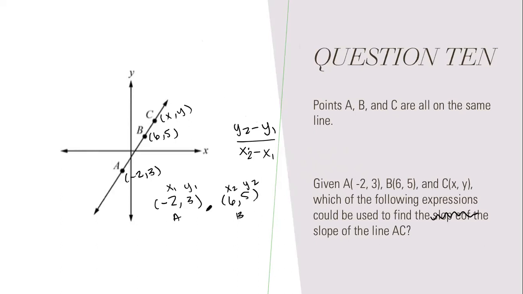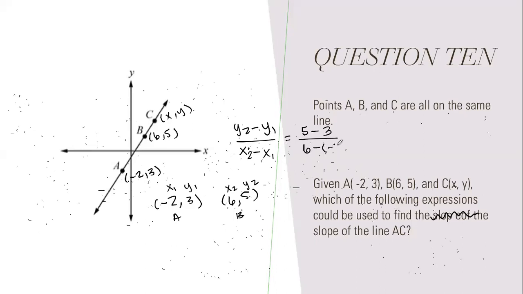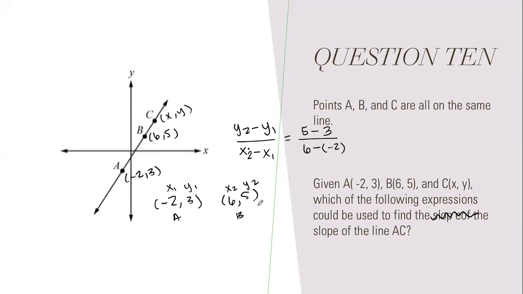So now it's all just about putting in our slope formula. So Y2 minus Y1 would be 5 minus 3 over X2 minus X1, 6 minus negative 2. And I believe that's an answer choice on your sheet. All right. So we just used our slope formula instead of doing rise over run. So if this makes you more comfortable, you can always do this instead.